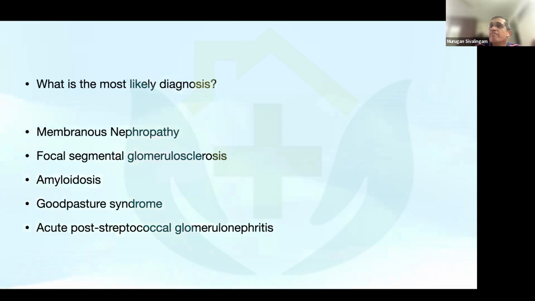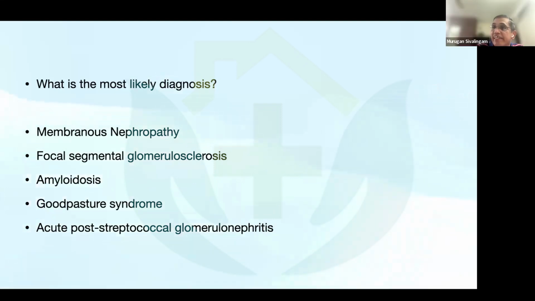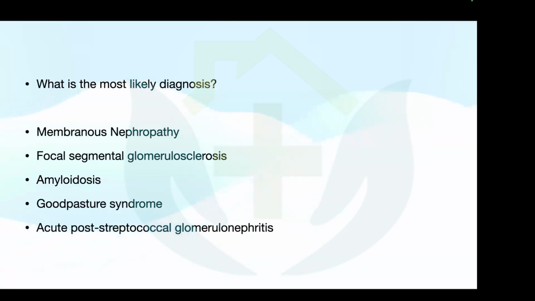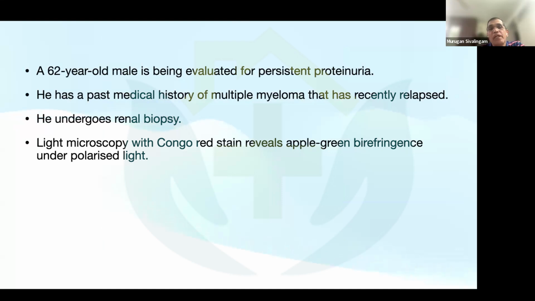Whereas when it's related to multiple myeloma, you have excess production of monoclonal light chains, and you're going to get AL amyloidosis, because the treatment is going to be very different. Got it? So this is likely to be AL amyloidosis. There is no evidence of a pre-existing chronic condition. The only condition he has is multiple myeloma.